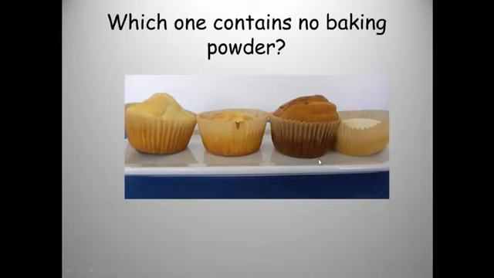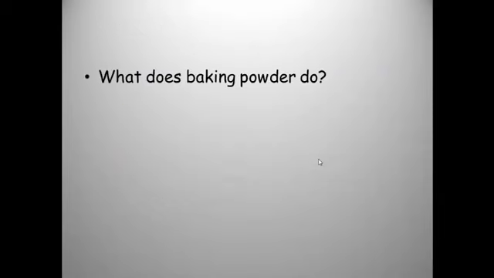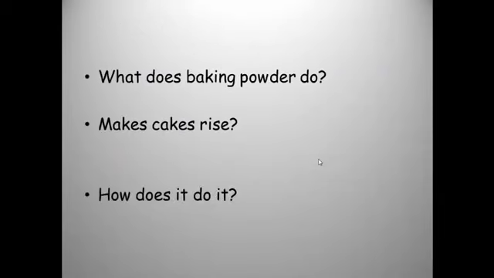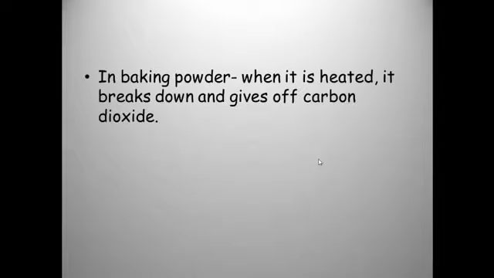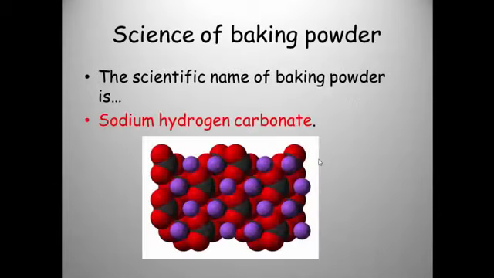But what we need to know about cooking chemistry is why. How does baking powder make cakes rise? How does it do it? Well, it does it because when you put baking powder in a cake or anything else like that, you heat it up and the baking powder breaks down and gives off carbon dioxide. Now that carbon dioxide makes the cakes rise.